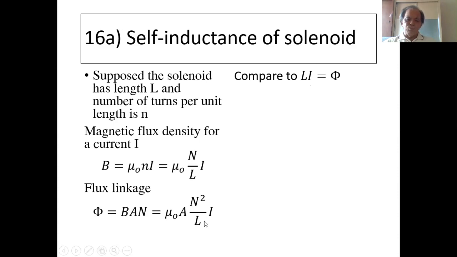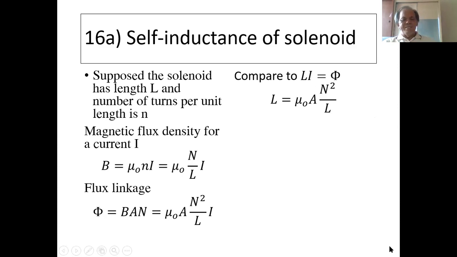I can compare these two. Flux linkage, there's your I, there's your I. So now I can get my L: mu naught A N squared over L. Usually they will ask you to derive, but you need to remember the formula and know how to use it.